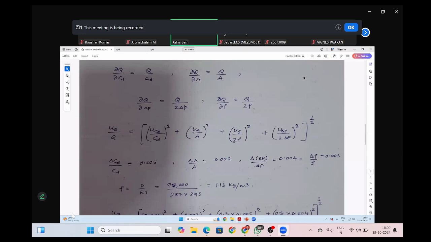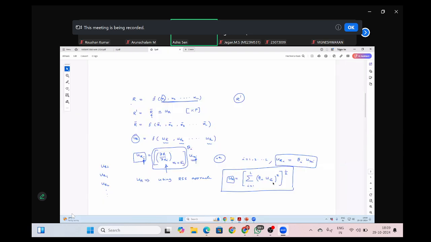So now this is the formula. This is same as what we have seen here. Exactly same as what we have studied in theory.